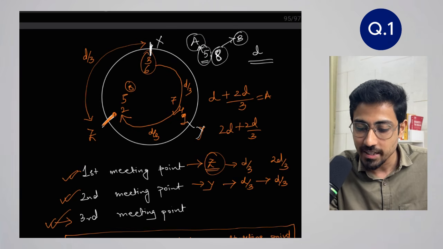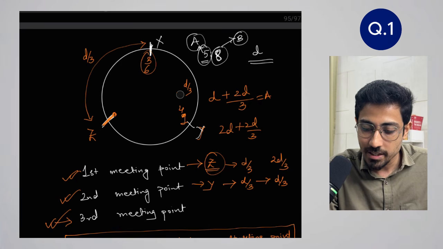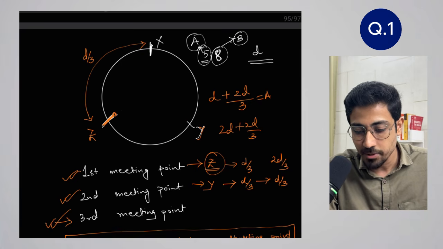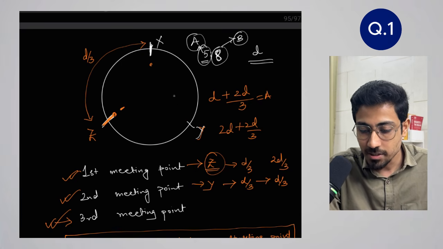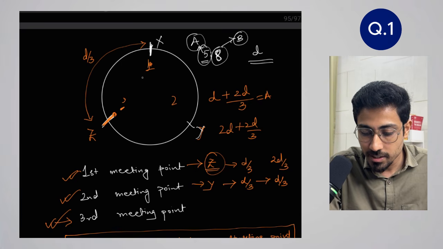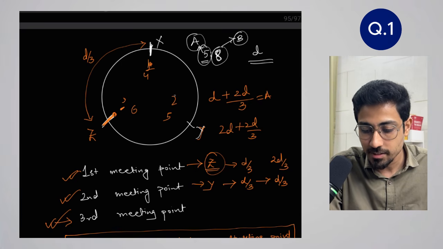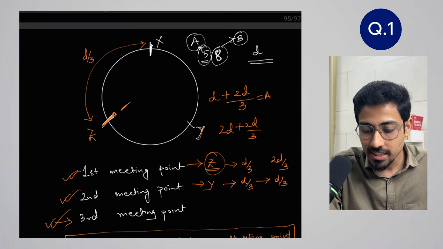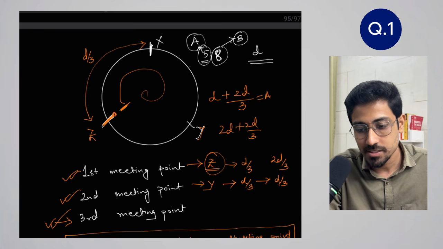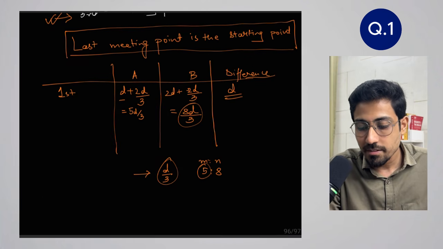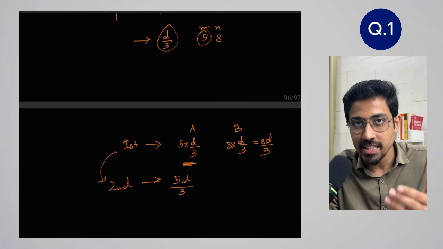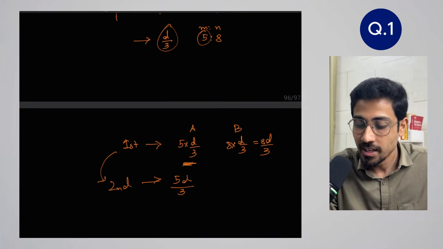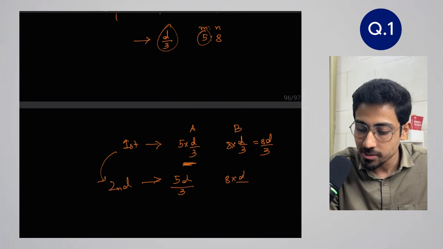Remember how I counted my second meeting point? I started from here. Then I counted 1, then 2, then 3, then 4, then 5, then 6. Okay, so this was my second meeting point. I started from here and then I counted onwards. So this way, after the first meeting point, A has to travel another distance of 5D by 3. B similarly has to travel another distance of 8D by 3.